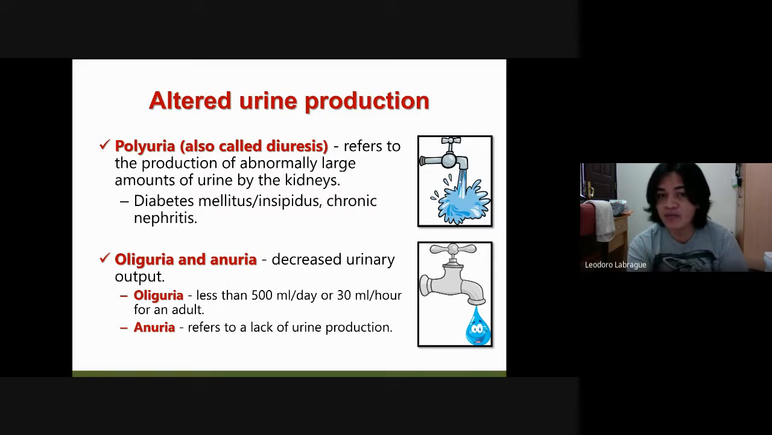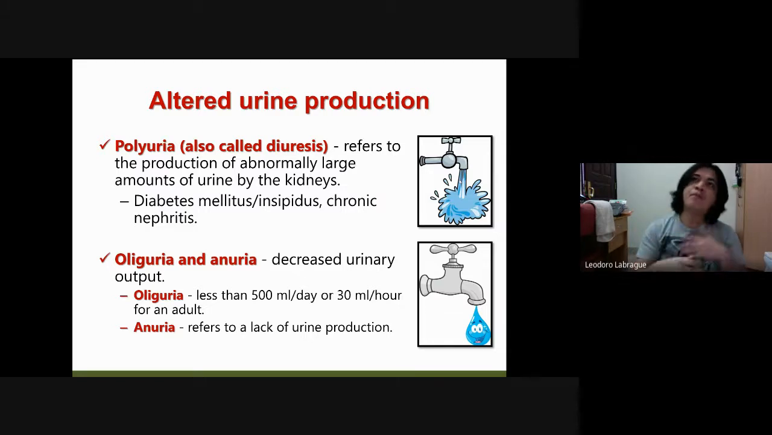And that is common among patients who have diabetes mellitus or diabetes insipidus. I know you are already familiar with diabetes. If a patient is diabetic, you expect the patient would have polyuria. If the patient also has chronic nephritis, what is chronic nephritis? From the word itself, nephritis, nephron. The nephron of the patient, the kidneys of the patient are inflamed or there is swelling. The patient might also have large amounts of urine.